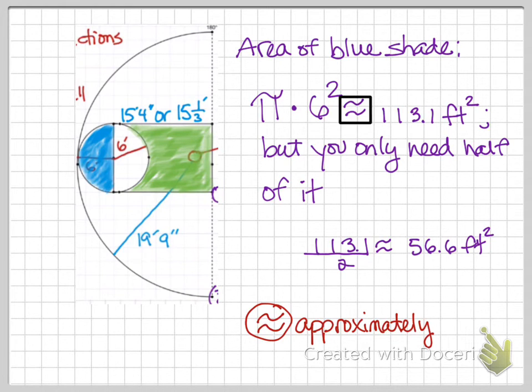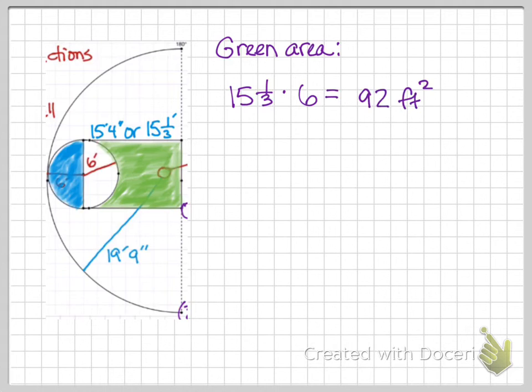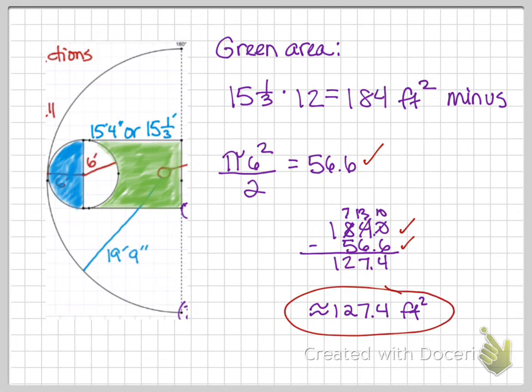We calculated the area of the circle as 113 1/10 square feet, but you only need half of that. So then we divide that by 2, and we get about 56 6/10 feet. To calculate the green section, it is a simple rectangle. So we need to multiply 15 1/3 feet times 12, which gives us 184. But we need to then subtract out the white section of that half circle. So we use the number we've already found, which was 56 6/10, and now we're going to subtract 56 6/10 from 184, and we get approximately 127 4/10 feet squared.